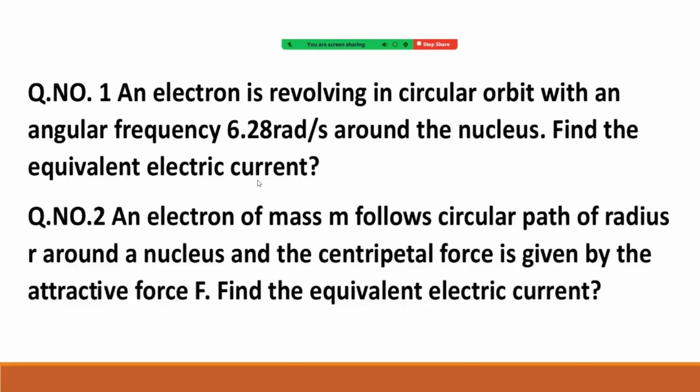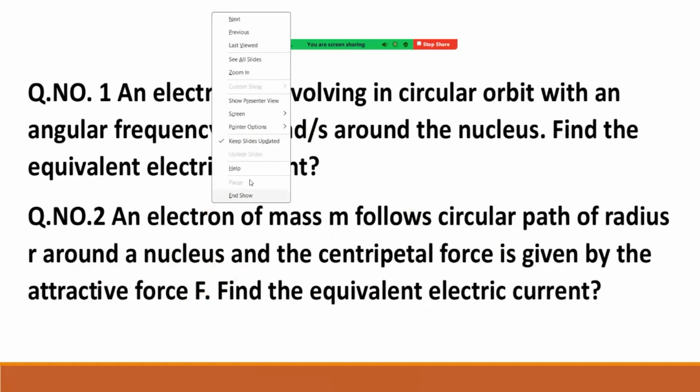See the next one. An electron of mass m follows a circular path of radius r around a nucleus and the centripetal force is given by the attractive force here. So the nucleus is attracting the electron, okay? That force is providing the centripetal force. Find the equivalent electric current. It's almost the same question, but we have to get it in terms of mass and this attractive force. That is the only change. Let us see where the change comes.